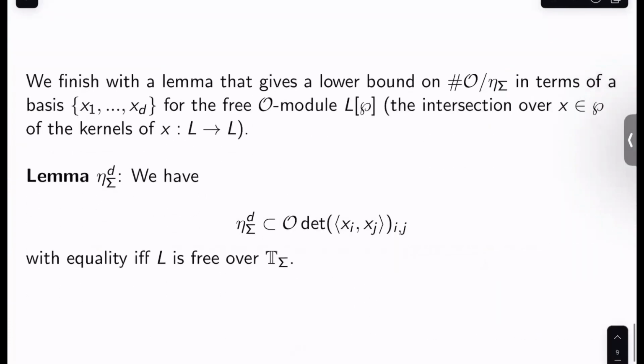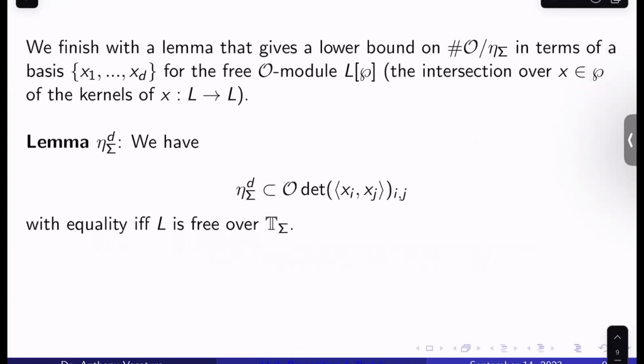All right. We're going to finish today just with a lemma that gives a lower bound on the cardinality of O mod η_σ in terms of a basis x_1 through x_d for the free O module L[W_P], which is the intersection over all x in W_P of the kernels of x from L to L. So you can view each x as a map from L to L and just intersect all the kernels. In other words, it's kind of an annihilator, right?